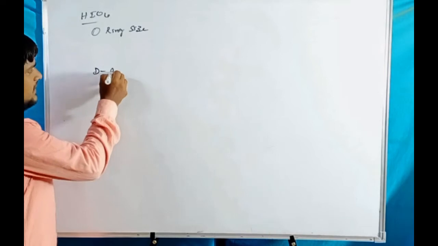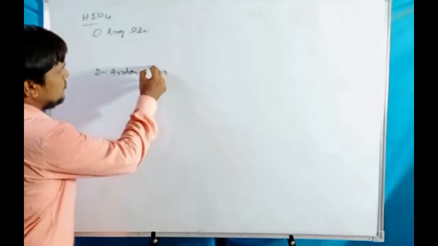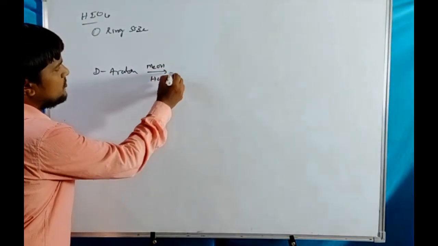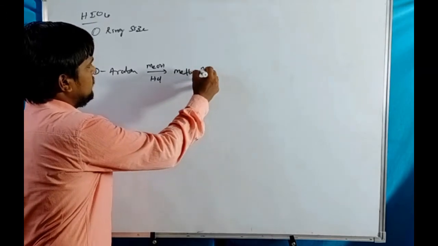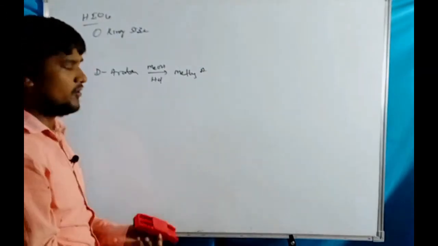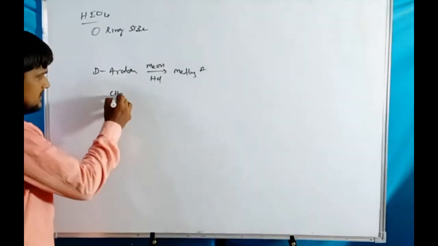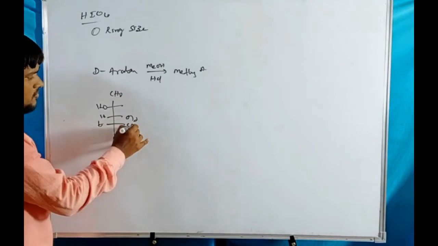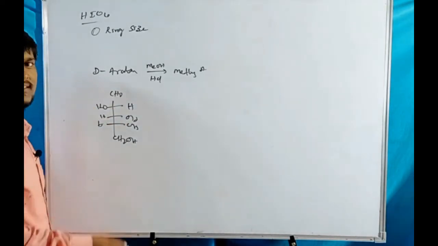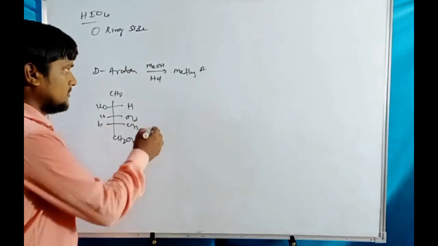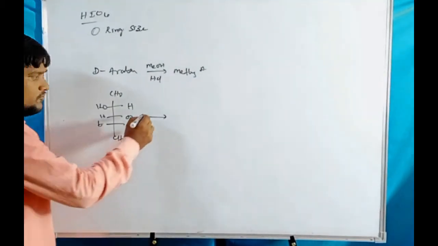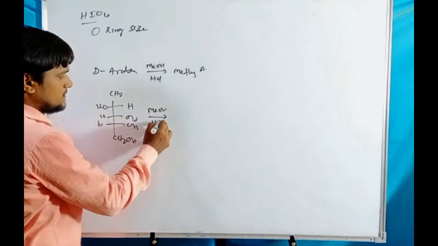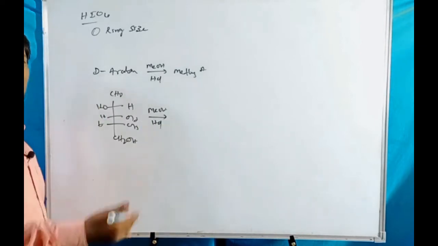Now let us take D-arabinose, which is treated with methanol in the presence of HCl. It produces the corresponding methyl arabinoside. Here it is arabinose with CHO, and three chiral centers: OH, H, H, OH, OH, H. These are the three chiral centers of the aldopentose derivative. Now, when it is treated with methanol in the presence of HCl, it produces the corresponding cyclic structures.